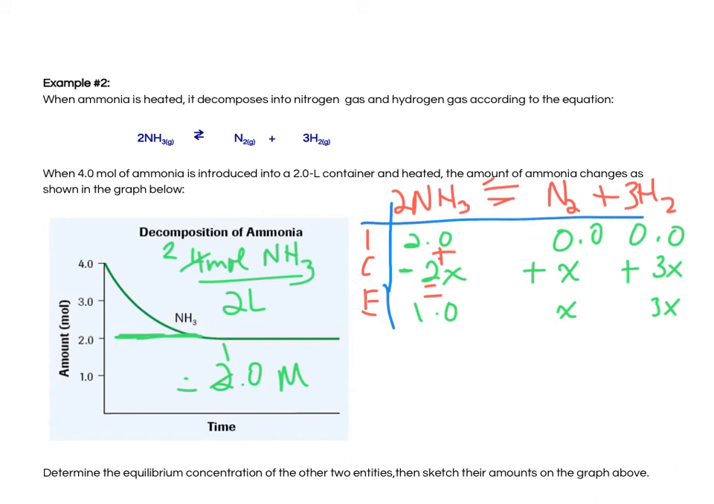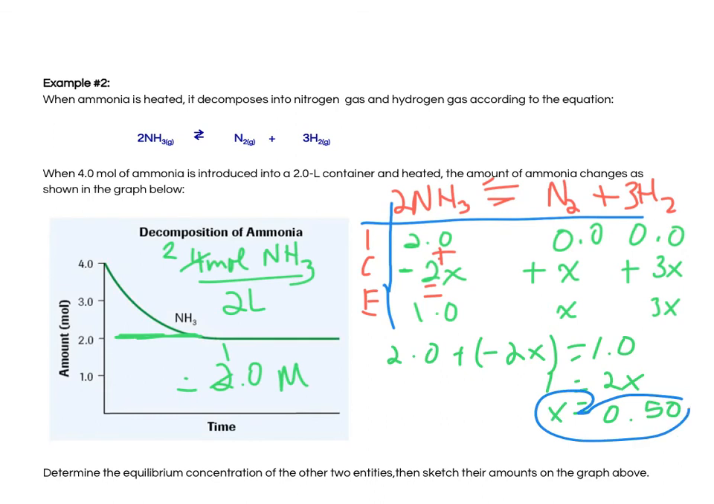So 2 plus negative 2x has to equal 1. And going ahead and solving for this, I'll let you do the math on this. So 2x is equal to 1. So the value for x is 0.50. That's my value for x. And so knowing that, I can now go ahead and substitute my value for x into both expressions to get my concentration of N2 and of H2.